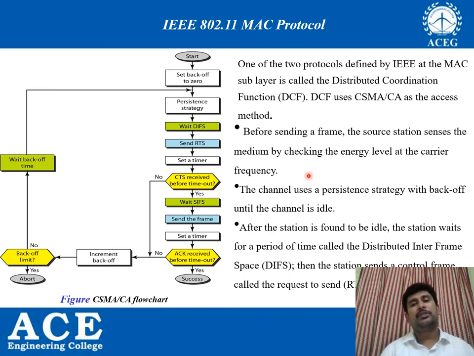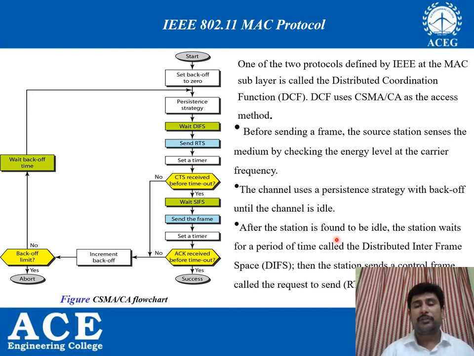Next, once we measure the energy, the next thing we do is use one of the three persistence strategies which we discussed in the previous class: one-persistent, p-persistent, or non-persistent strategy with a backoff, and this process continues until we find the channel is idle. It's nothing but trying to sense whether the channel is free or not, and to find the idleness of the channel, we implement a persistence strategy. Once a channel is found idle, instead of immediately transmitting, we wait a small interval of time called the distributed interframe space.